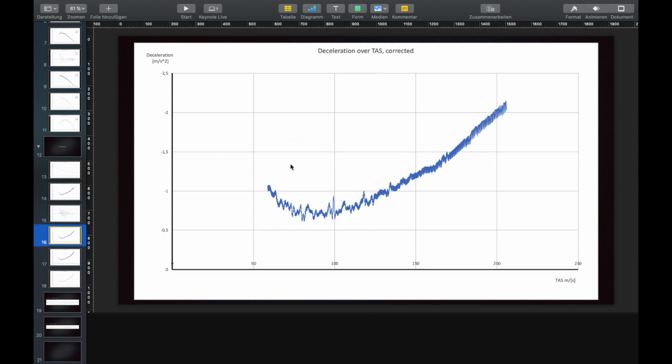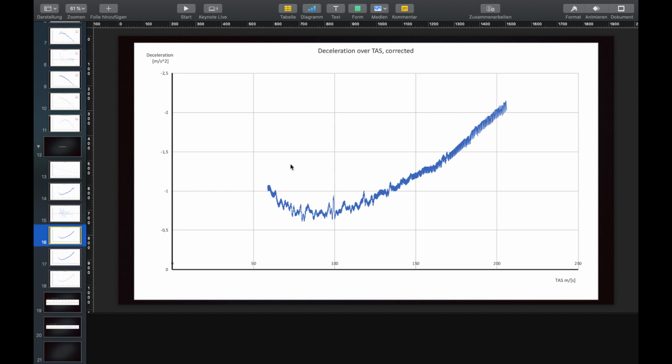Again, I could have corrected for some more offsets, like the G-load that wasn't constant or flight control surface deflections, but I wanted to keep it as down to the data as I could. Now, this is the deceleration of the aircraft over true airspeed. What I can deduce from this is the actual drag that acts on the airframe.